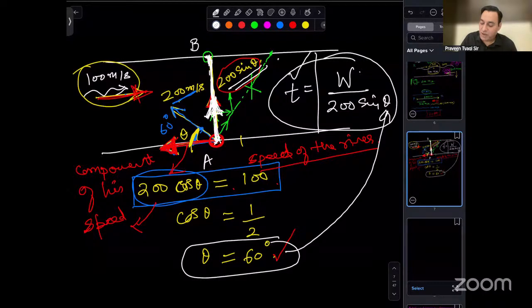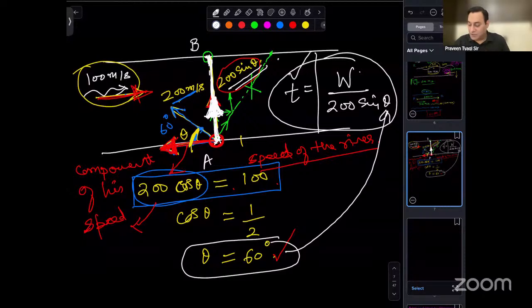How many of you understood this? Please say yes. Those who have understood this concept, that to reach the directly opposite point on the bank of the river, he has to put an effort at an angle 60 degrees, and how we calculated that and how he reached there, say yes. Okay, I can see quite a few people saying yes.